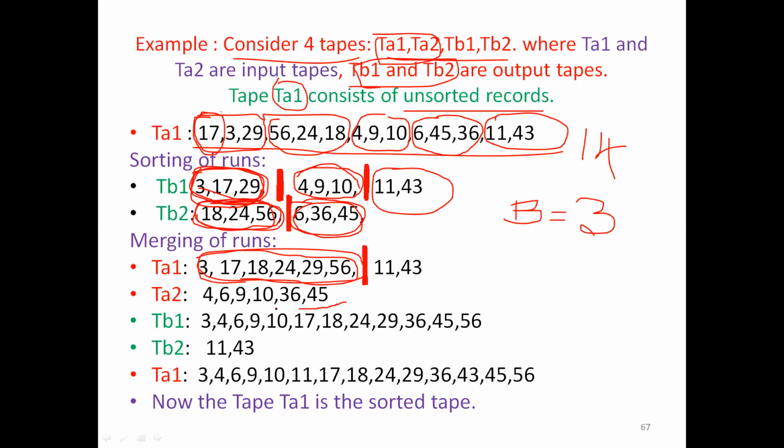Then again I will write it back into TA2. Here I'm using TA2. Why? Because I'm storing in TA2. You cannot store it in TA1, because I'm writing to TA2, which is buffer storage. All of these, TA1, TB1 and TB2, are buffer storage. Keep in mind, these are all buffer tapes.